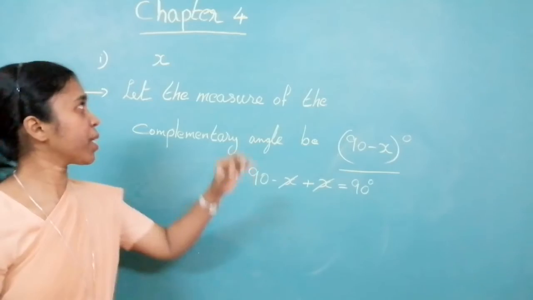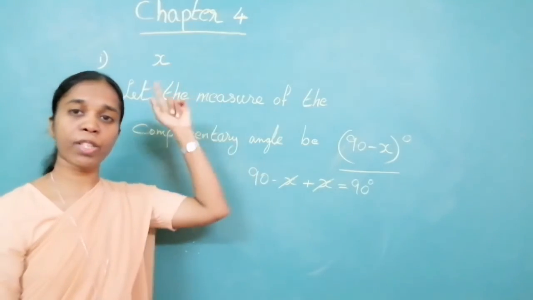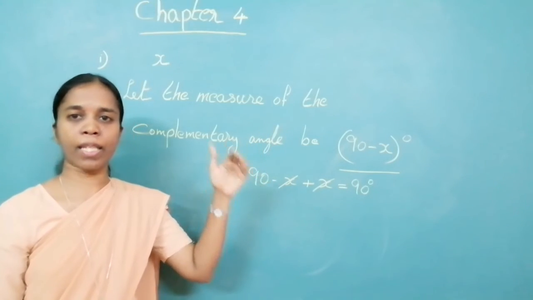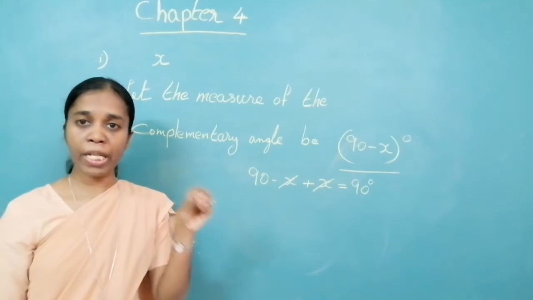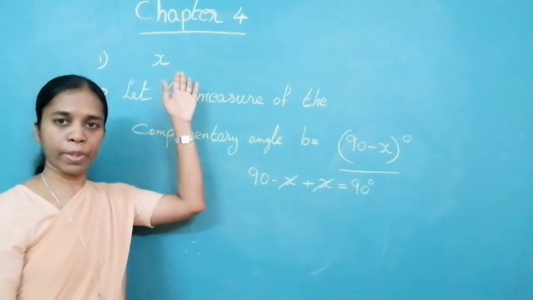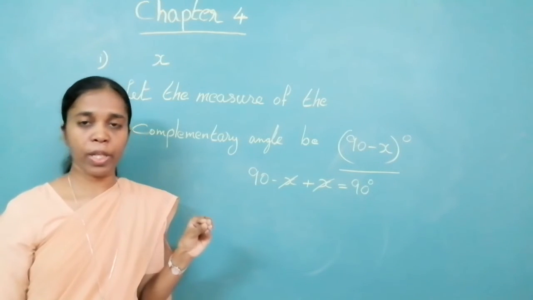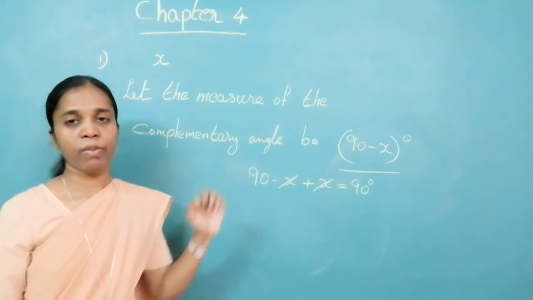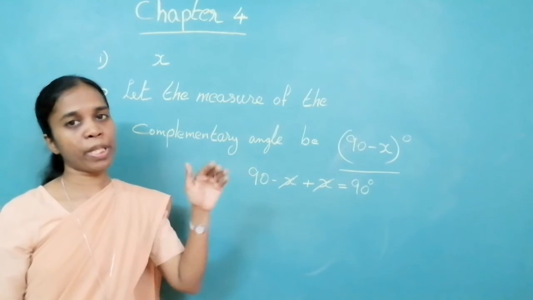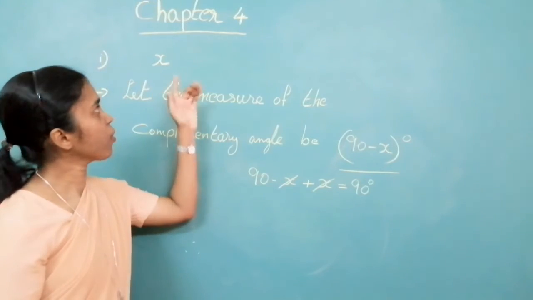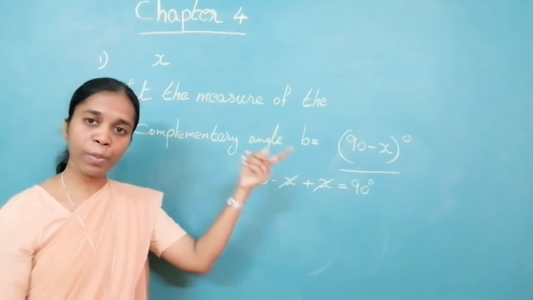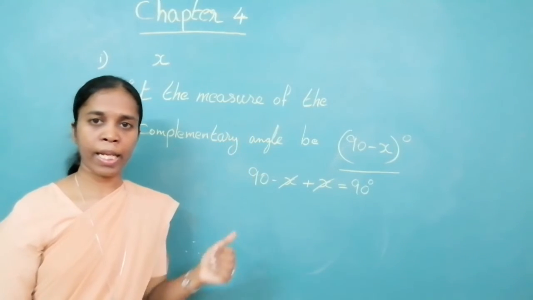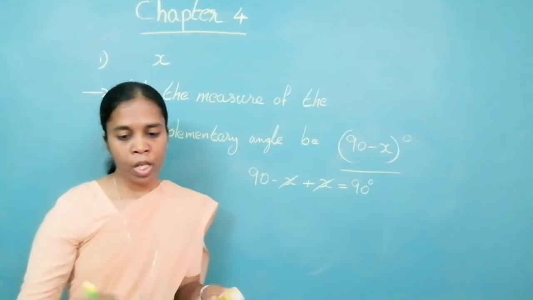So if you are given a variable x and asked to find the complementary angle, it will be 90 minus x. You will not get a particular measure there, because this is a variable. Suppose you are given a particular value like 20, 30, 40, then you can get the other measure. When you are given a variable, the answer also will be in variable. If you are given 90 minus x, then the complementary angle will be x. If it is x, then it will be 90 minus x.